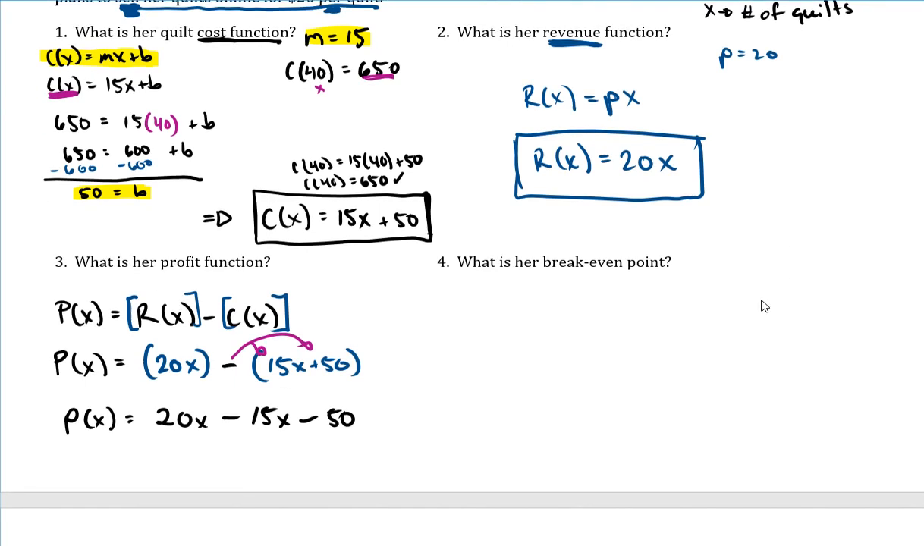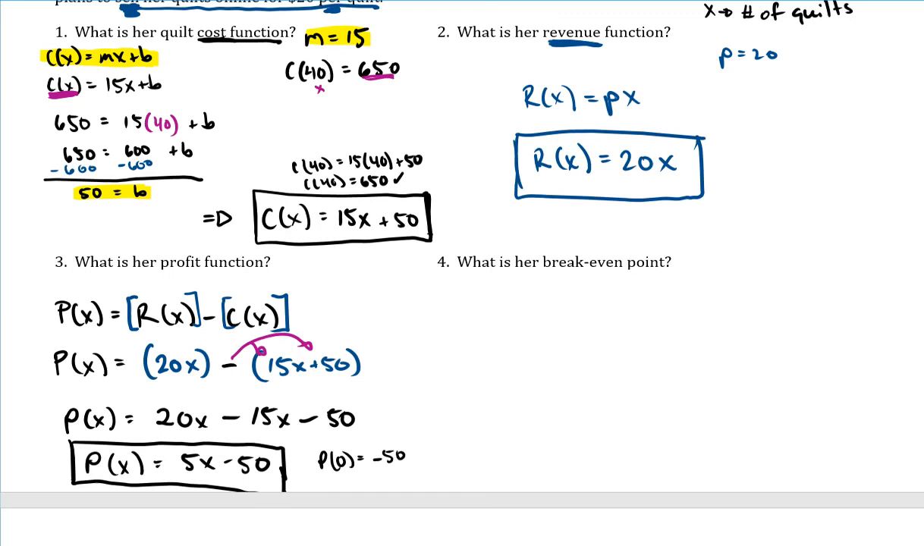Now we can combine the like terms. 20x minus 15x is 5x, and then minus 50 stays to the side, because it's not like terms. Just like that. So there's our profit function. Again, I would do a very, very quick check. If you plug in 0, make sure that makes sense. It would be negative 50.